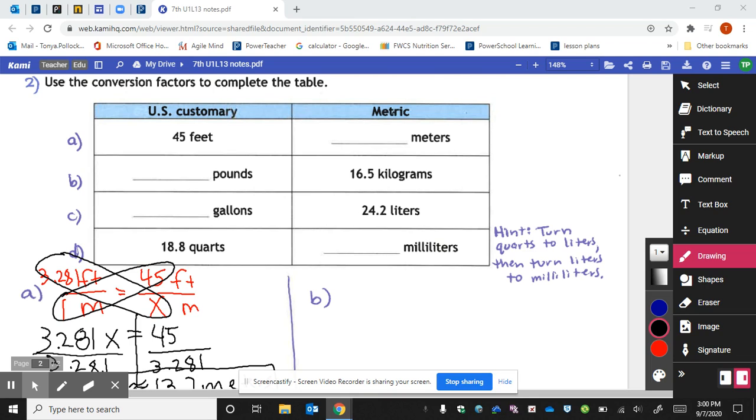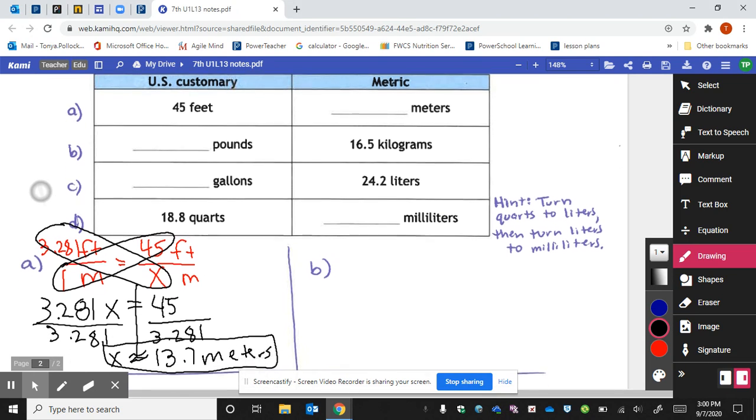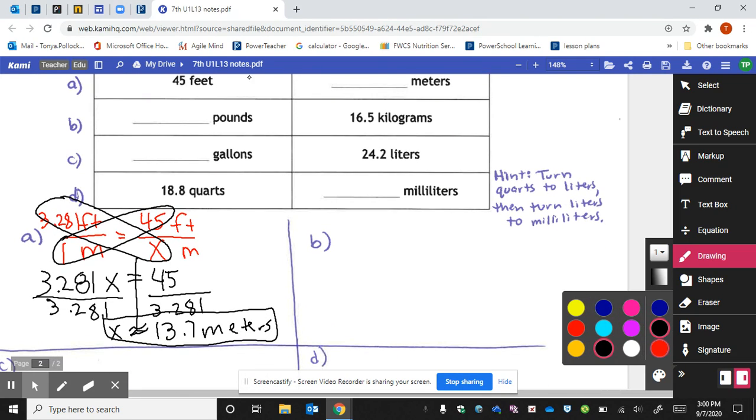For our last example together, we're going to look at problem 2b. That tells us that we have an unknown number of pounds in the customary system, but we know that the measurement in the metric system of this object is 16 and a half, or 16.5 kilograms. So we want to know how many pounds that is. So I'm going to go ahead and set up my proportion.